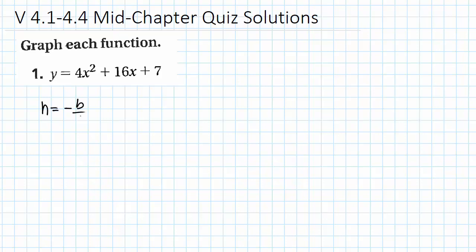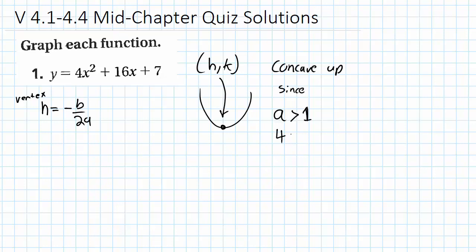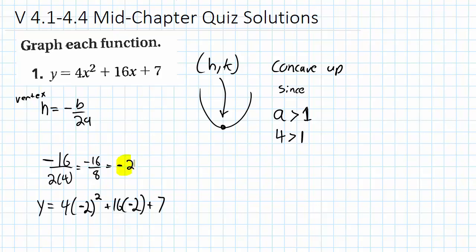Okay, so this is the video solutions for the sections 4.1 to 4.4 study guide. If you want to graph a function, if it's not given in vertex form but in standard form, use the negative b over 2a trick to find the x coordinate of that vertex. And so you'll see I'll do negative 16 over 2 times 4. So the x coordinate of the vertex is going to be negative 2.